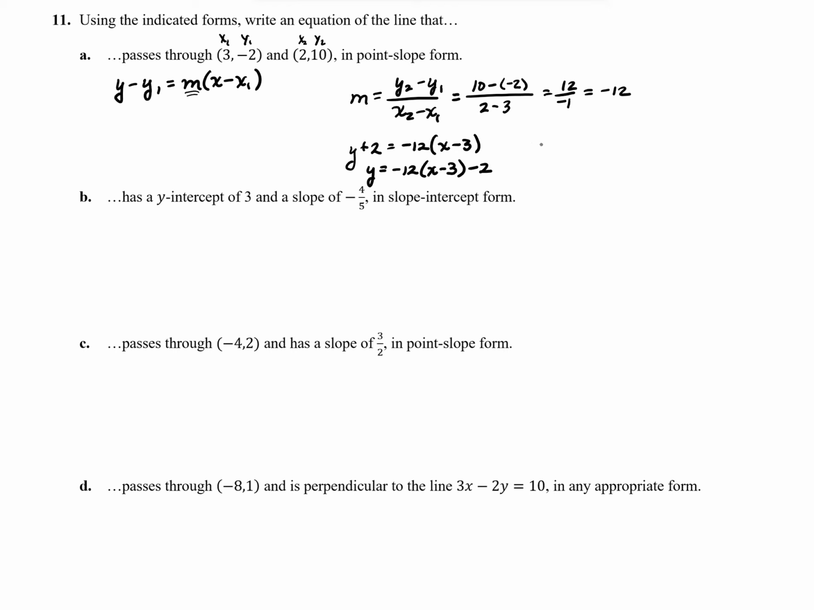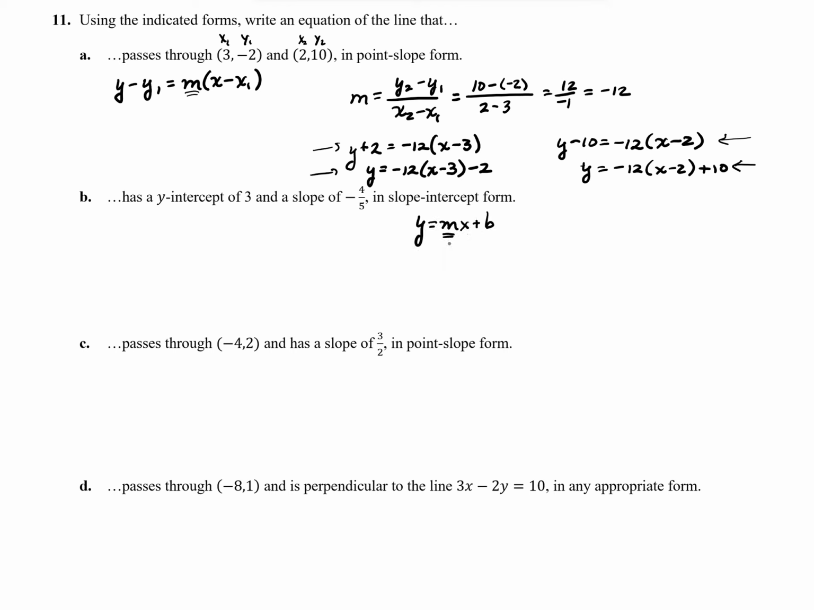If you chose the other point, then you would have gotten y minus 10 equals the slope times (x minus 2). And you could have also done it where you brought the 10 over instead. So any of these are okay. So this one, this one, this one, or this one. They're all fine.